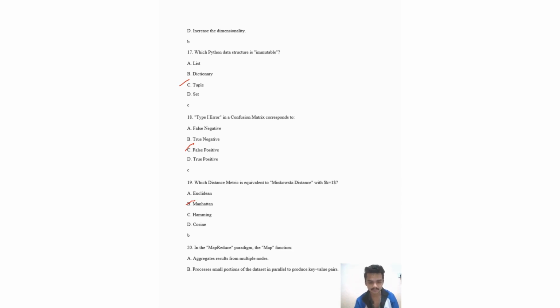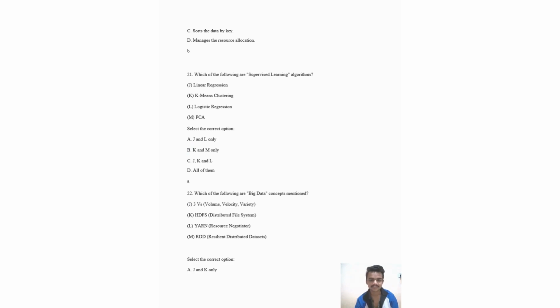Here the answer will be process small portions of the data set in parallel to produce key value pairs. Yes, the answer will be this only. Which of the following are supervised learning algorithm? So here linear regression, K means clustering, logistic regression, and PCA. We all know that linear regression and logistic regression are for this. So the answer will be J and L only.